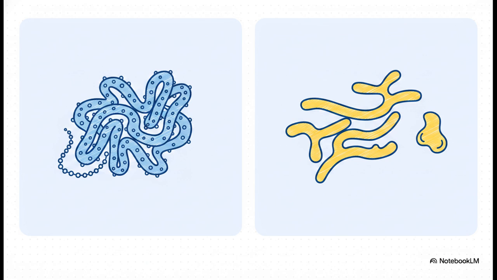Then, on the flip side, we have the smooth ER. Just like the name suggests, it lacks those attached ribosomes, so it has a smooth appearance. The smooth ER handles entirely different products. It acts more like a chemical manufacturing plant, synthesizing and storing vital fats, which we call lipids, as well as hormones. So that's two very distinct assembly lines operating within one massive interconnected network.